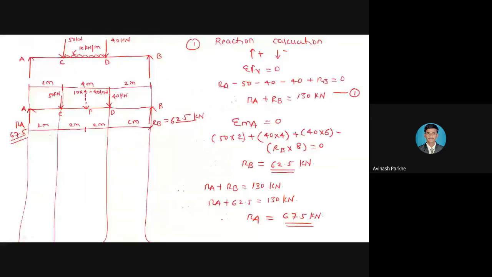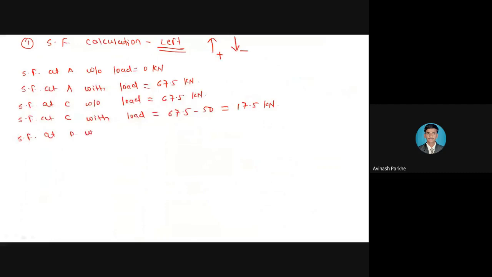So don't take the shear force calculation at point P but at point D. Again, a 40 kilonewton point load is there. Therefore, again at point D without load, tell me the number of forces present to the left side.